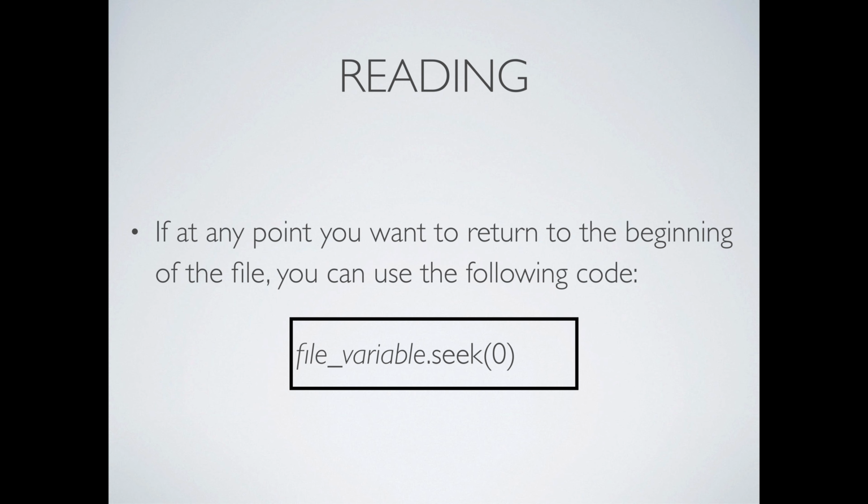Now, the argument that you put into seek is a little bit weird. It does not refer to the line, it doesn't refer to the character, it refers to the bits. So this is saying, hey, seek back to the 0th bit in the file. It's kind of hard to predict where the second line or the first line and so on in the file is going to start with seek, but 0 will always take you back to the beginning of the file.